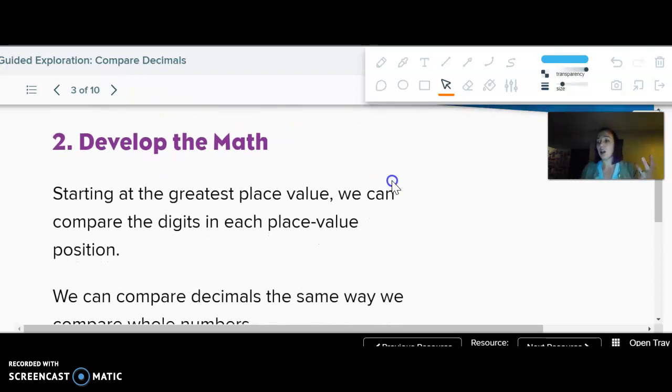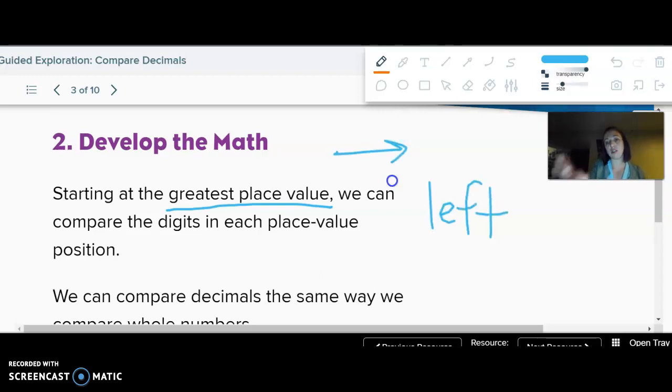So on your notes, starting at the greatest place value, I'd write that on your notes because we always start from the left side. If you want to write yourself a note, you can do that as well. But starting at the greatest place value, we can compare the digits in each place value position. Again, the bigger parts count for more than the teeny little parts. Think back to when we talked about how big a tenth is versus how big a thousandth is. A tenth is bigger than a thousandth, so it counts for more.